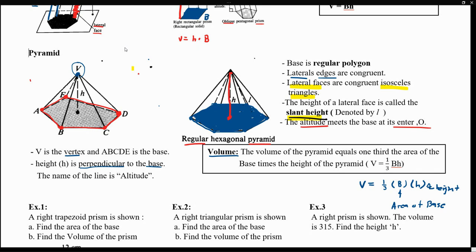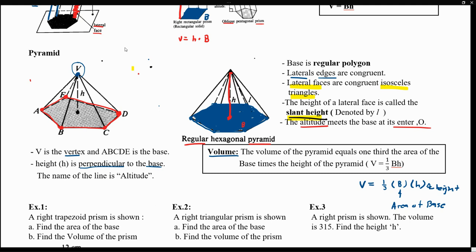So if we find the area of the base and we multiply it by the height times 1/3, then that is equivalent to the pyramid. And just by the way, notice that B times H is the formula that we would use for the volume of a prism. So what we're saying here is that the volume of a pyramid is always going to be equal to 1/3 of the volume of a prism.